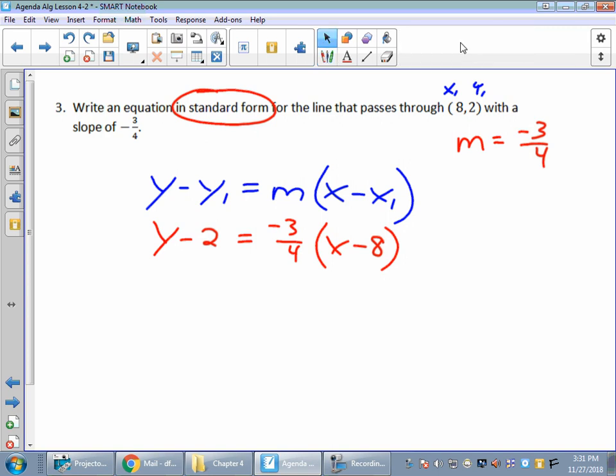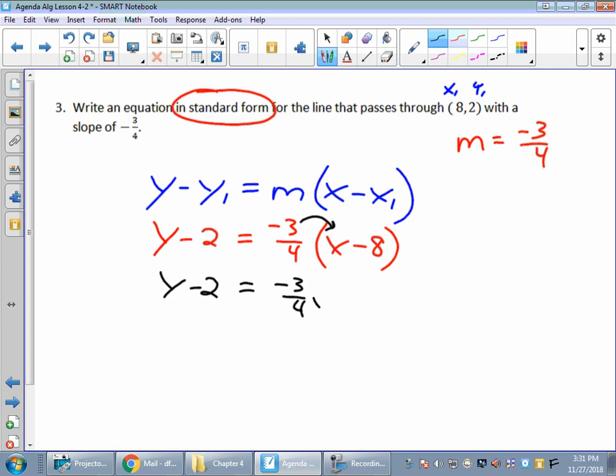So if we distribute here, the y minus 2 is going to stay basically the same. And over here, we can distribute on the right-hand side. 3/4 times x is negative 3/4 x. And then negative 3/4 times a negative 8 gives us a positive 6. Okay? But again, we're still in point slope form. We're trying to rework it to get it into standard form, but we're in trouble still because we have fractions, and we've got this y minus 2 on the left-hand side.